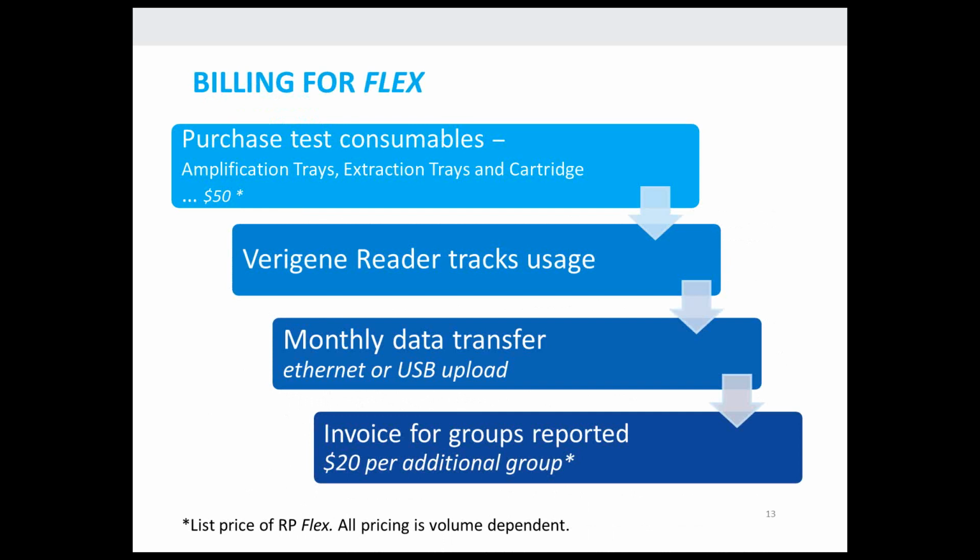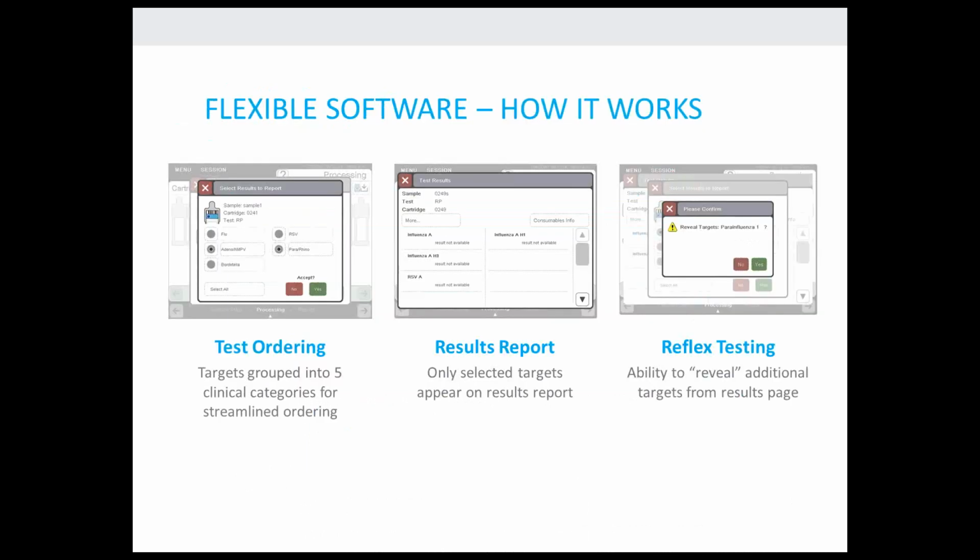And this is kind of the same thing in a picture. You initially purchase your test consumables, which is your amp tray, your extraction tray, and your cartridge. All of that initial setup is $50. Then your reader tracks the add-ons. You transfer the data monthly, and then you get invoiced. So it's really a pretty direct system.